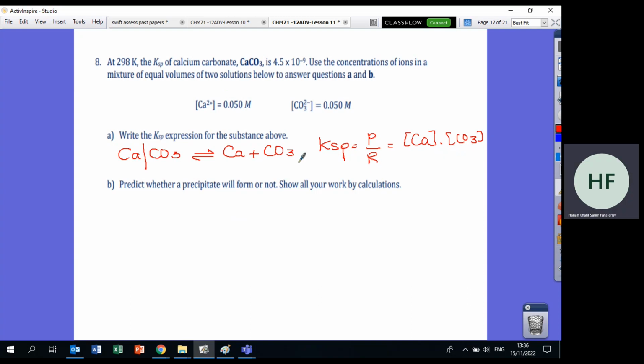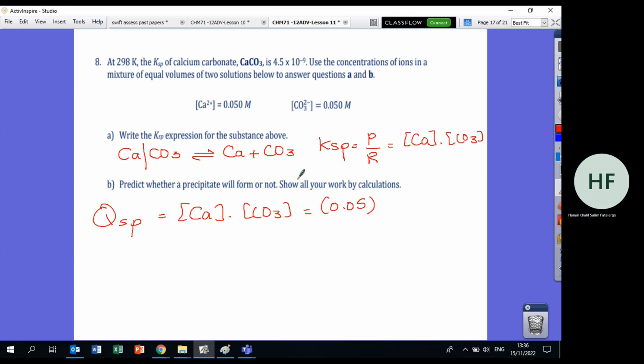Now, predict whether a precipitate will form or not and show all your work. Now, a precipitate of CaCO3, I will call it QSP, not KSP, because I am not sure whether it will form or not. It's equal to Ca times CO3. Now the Ca is 0.05. CO3 is also 0.05. Now QSP will be 2.5 times 10 to the minus 3.